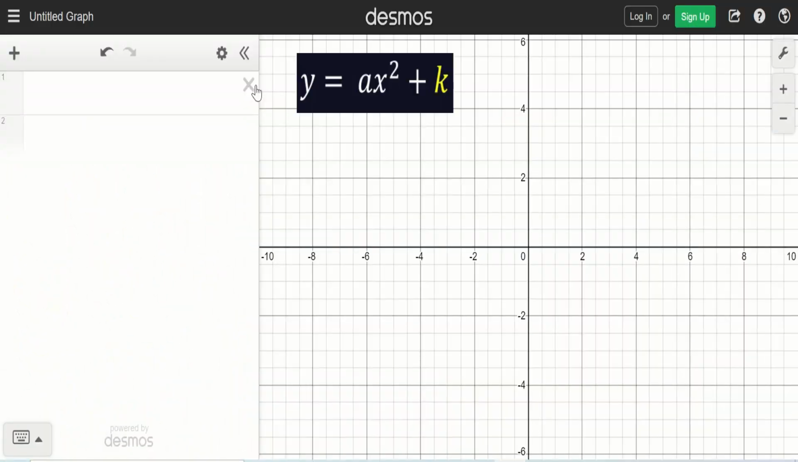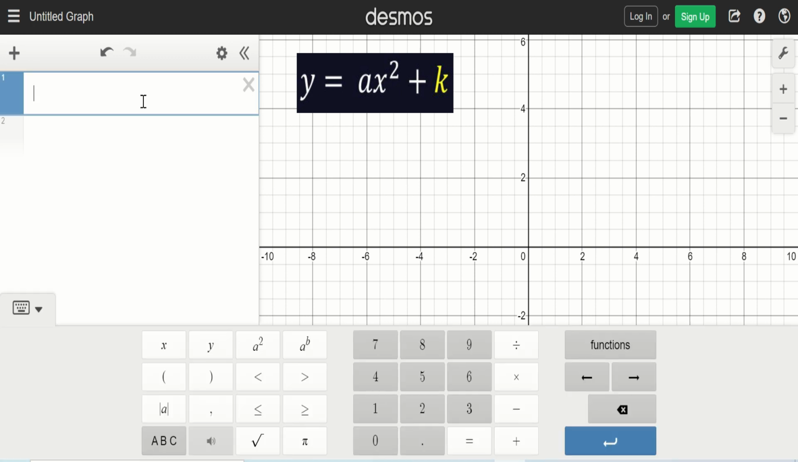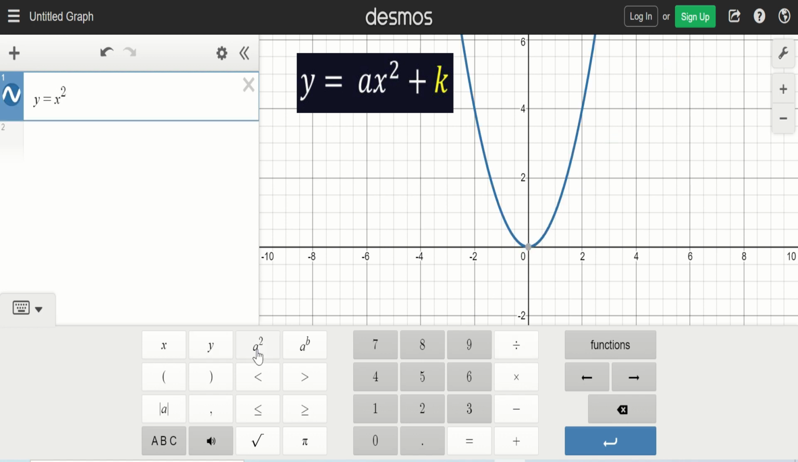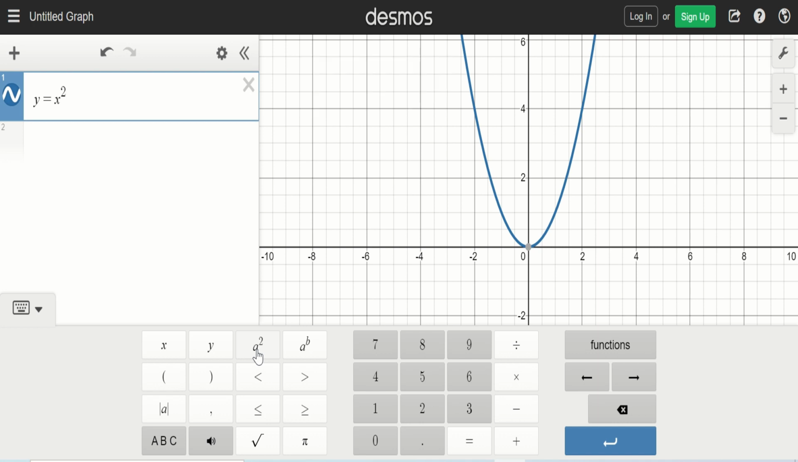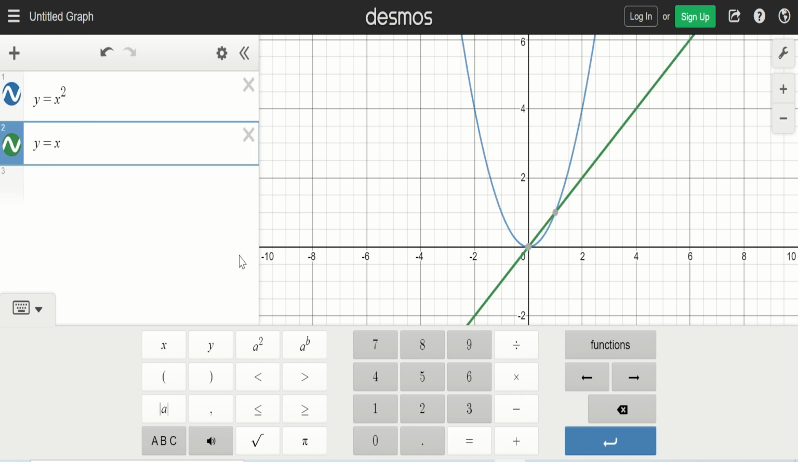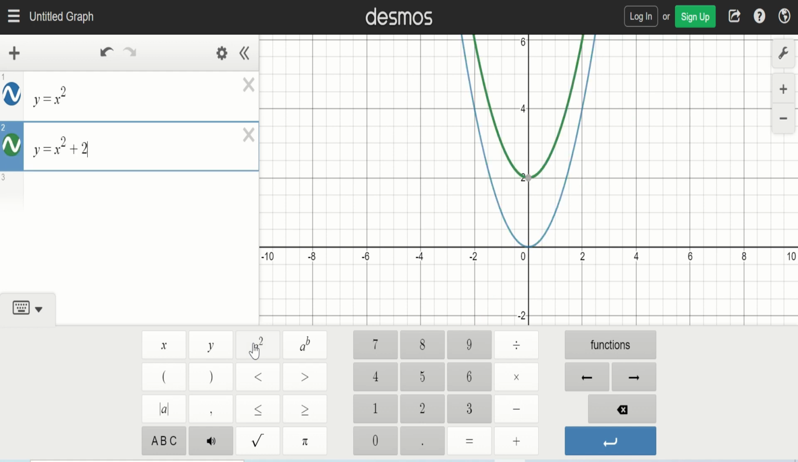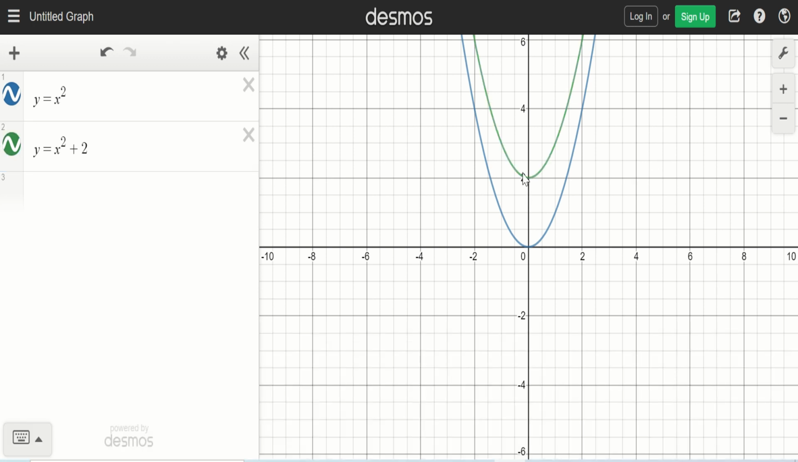For the last one, let us observe the graph of y is equal to ax squared plus k. Using our parent graph, y is equal to x squared, let us observe the graph if the value of k changes. So let's see if our k is equal to +2. Then we have y is equal to x squared plus 2, in which the value of k is equal to +2. So see what happens to our graph. Therefore, the graph y is equal to x squared plus 2 moves 2 units upward from our parent graph.